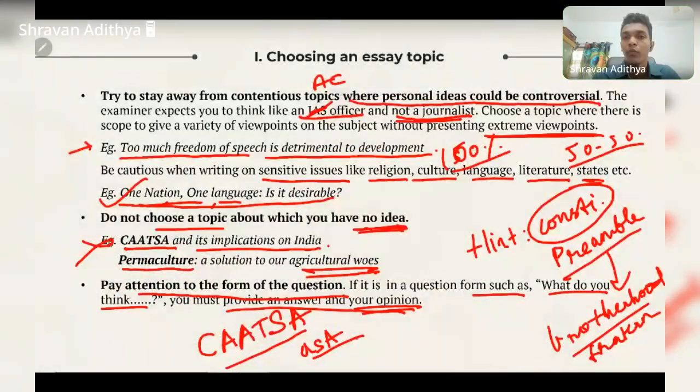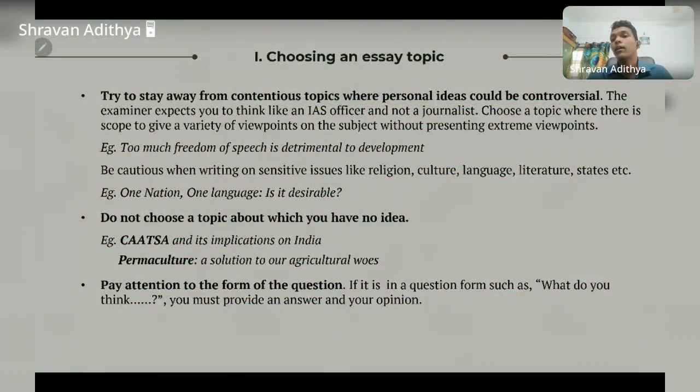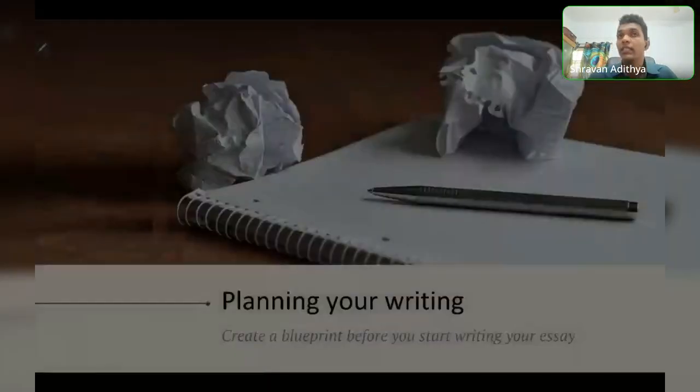Just pay attention to the form of the question. How is the question asked? Do not just underline the keywords and start writing an essay on the keywords. Pay attention to the question form also. Moving on. With the steps that we have seen, I think you can choose your essay. You follow these steps and you choose the best topic for you.